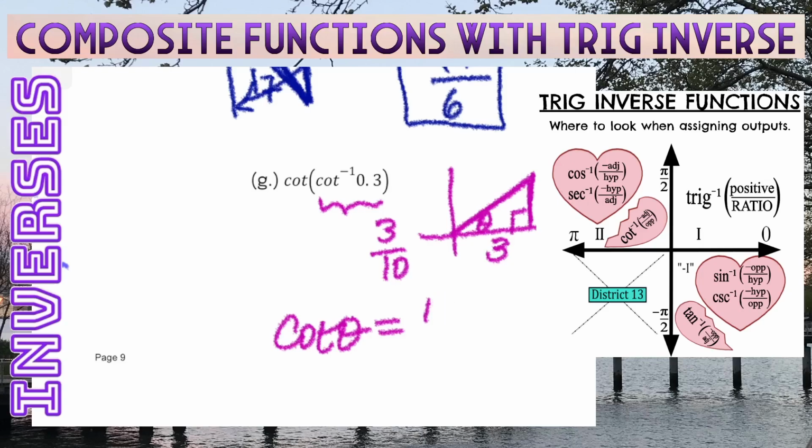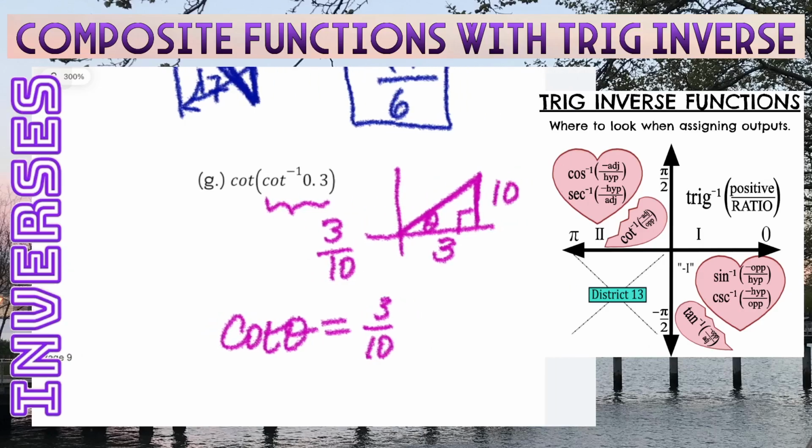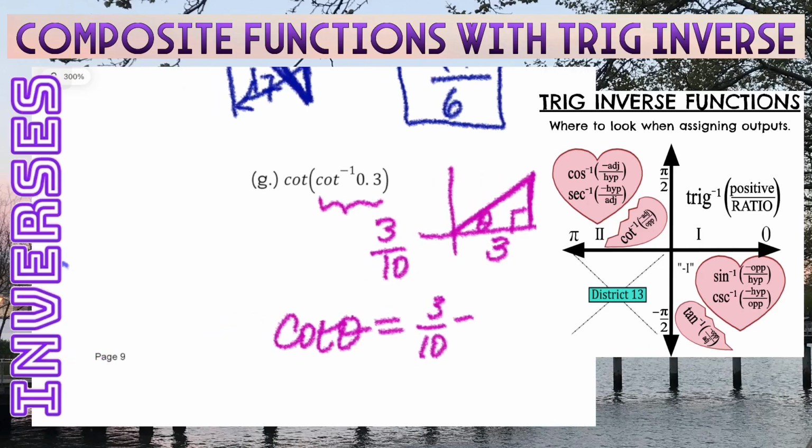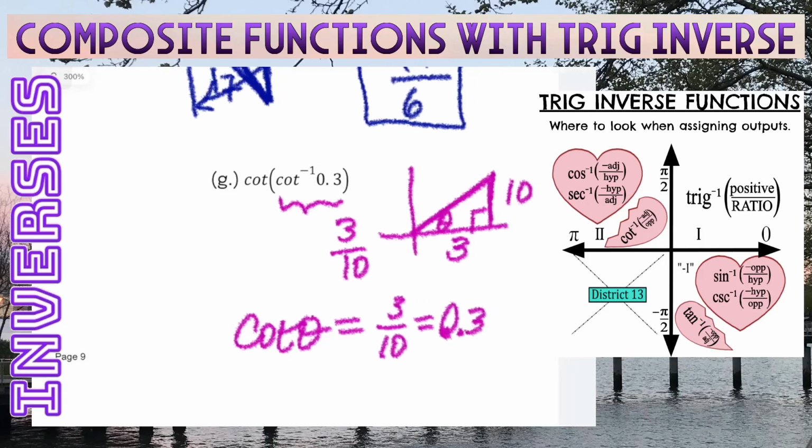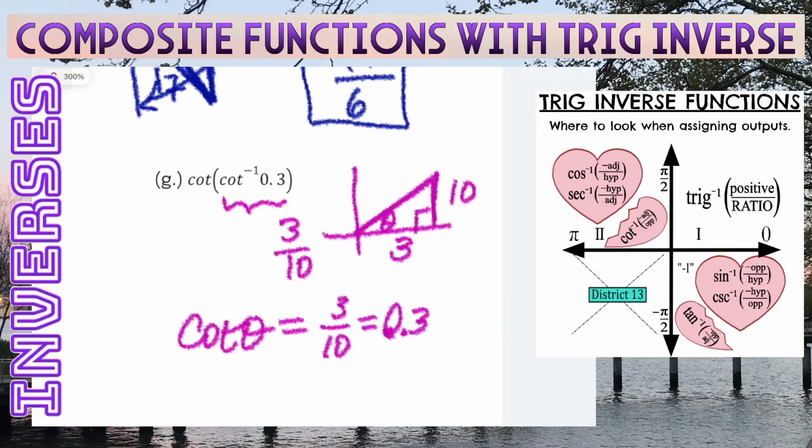nope, what am I writing? I get 3 adjacent over 10, which is the same as 0. Can't fit it there. Let's squeeze it in. Oh, and you couldn't even see my 10. Sorry, guys. That wasn't nice of me. Well, now you see it. Which is the same as 0.3. So there you go.